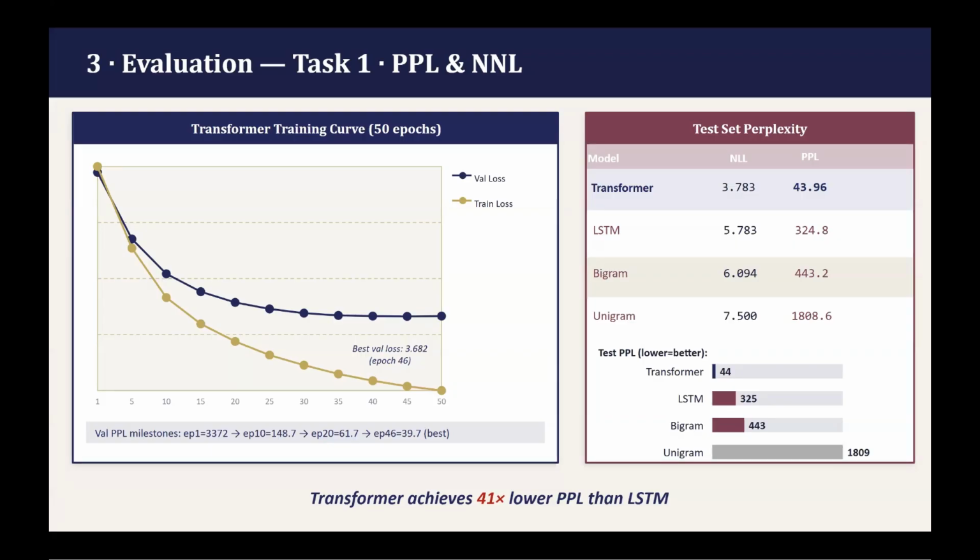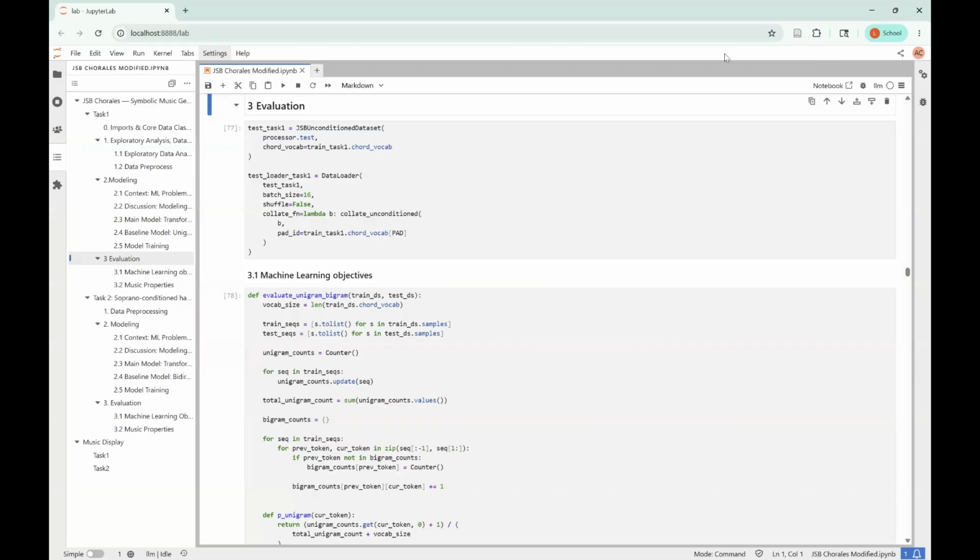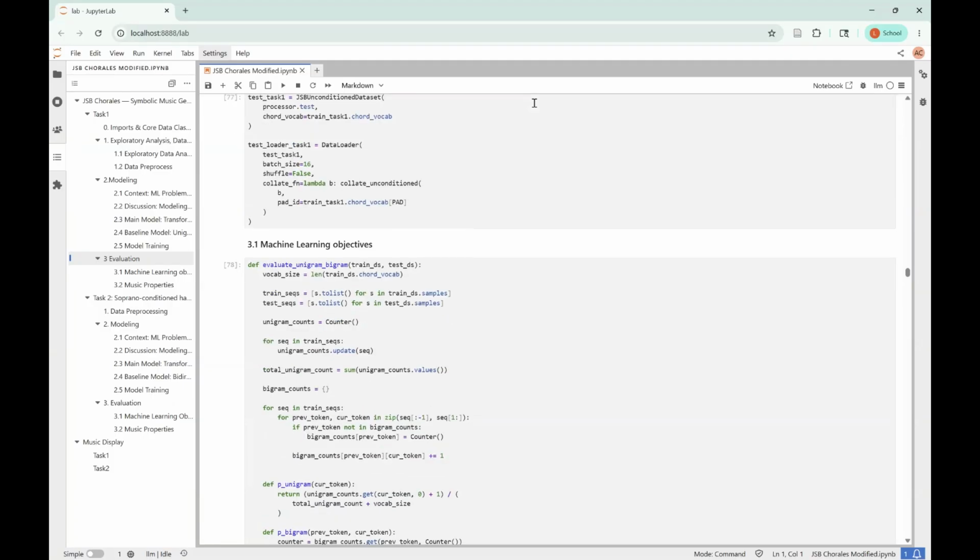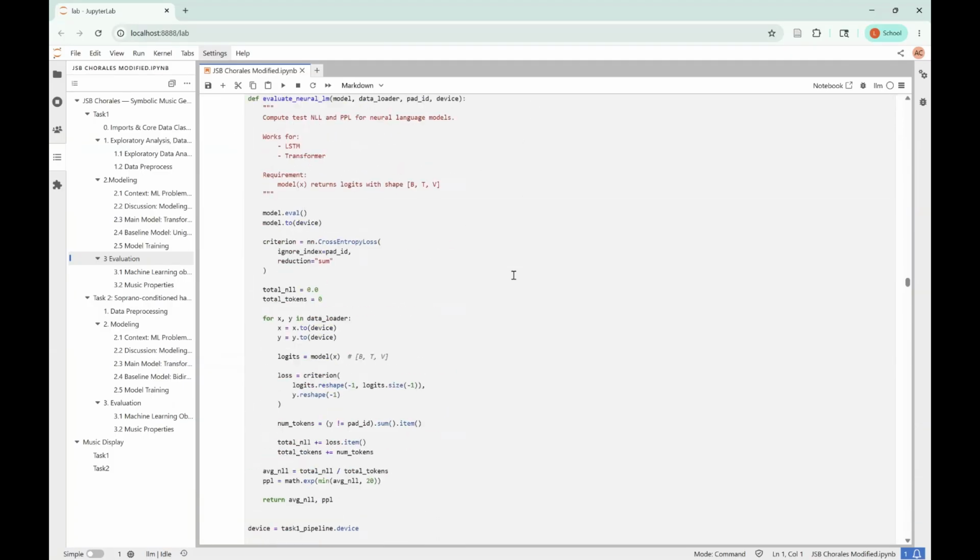For model evaluation, we compare test negative log likelihood and perplexity across different models. Lower perplexity means the model gives higher probability to the correct next chord. This is the implementation of the machine learning objectives evaluation.